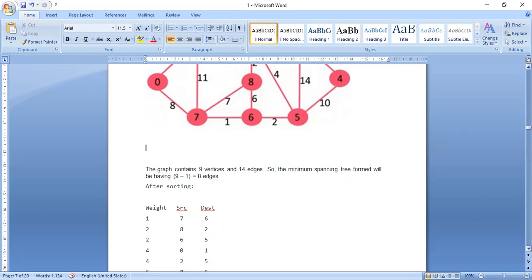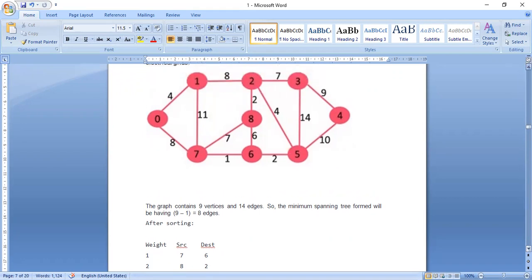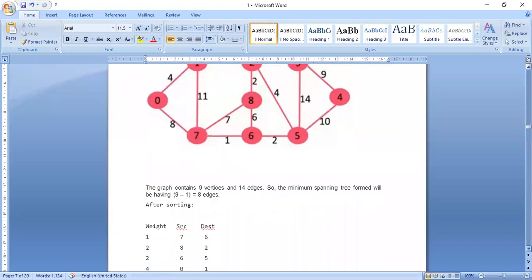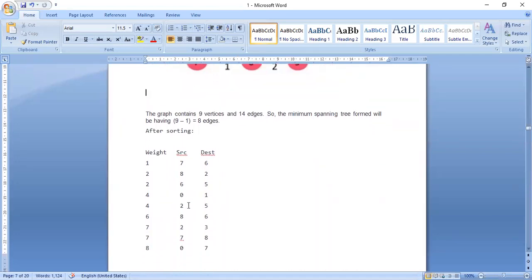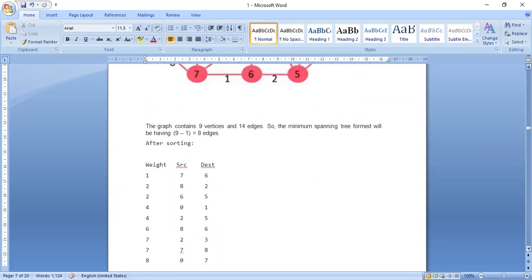Next. After 2, what is the number 3? Is there any edge with weight 3? No. Now, next one, is there any edge with weight 4? Yes, there are 2 edges with weight 4. That is 0 to 1 and 2 to 5. So those two edges I have mentioned in the table. So 0 to 1 and 2 to 5.